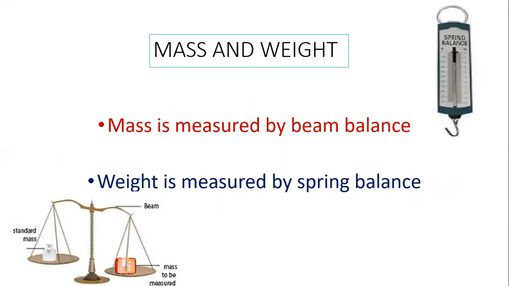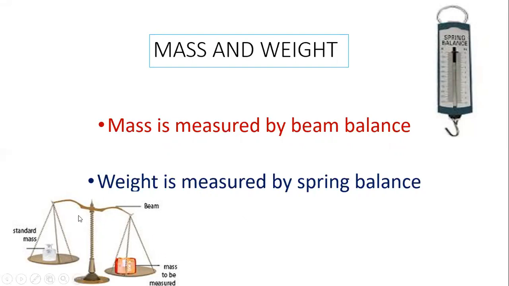Mass is measured by beam balance. We did discuss beam balance in detail in chapter 1 when we were doing mass measuring instruments, but still, I'm going to discuss it. This is the beam balance. You can see the unknown masses are placed on the left hand side of the pan. The standard masses are placed on the right hand side of the pan.